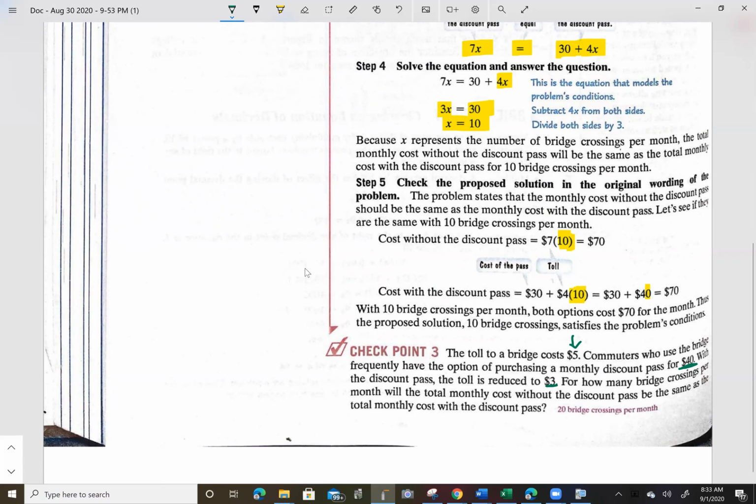So our X is still equal to the number of times you're crossing the bridge. Every time you cross the bridge with the toll, it's going to cost $5. And we want to know when that will be equal to crossing the bridge for $3. But you can only cross the bridge for $3 if you buy the pass, so we're going to add on that $40 commuter pass.